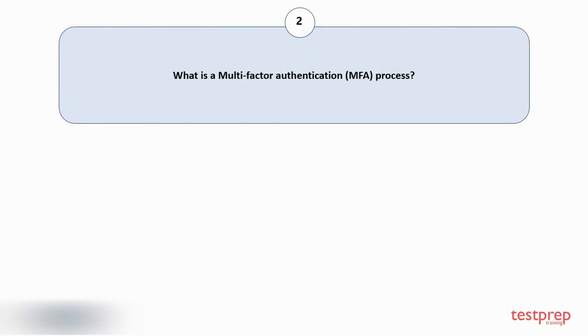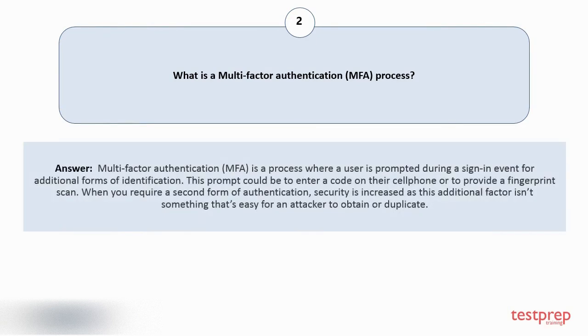Question number 2, what is a multi-factor authentication process? Your answer is: multi-factor authentication is a process where a user is prompted during a sign-in event for additional forms of identification. This prompt could be to enter a code on their cell phone or to provide a fingerprint scan. When you require a second form of authentication, security is increased as this additional factor isn't something that's easy for an attacker to obtain or duplicate.